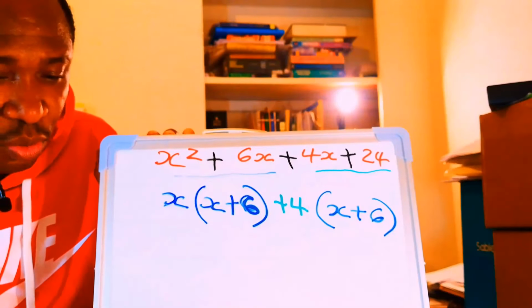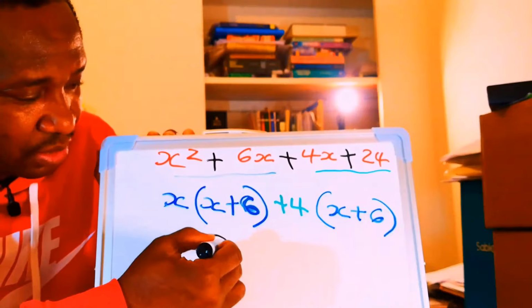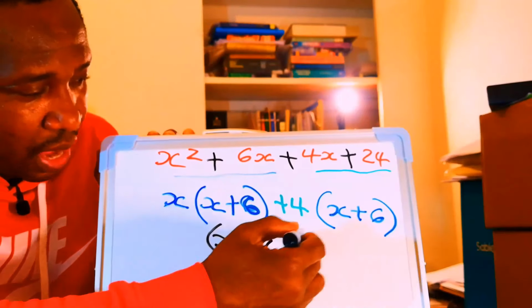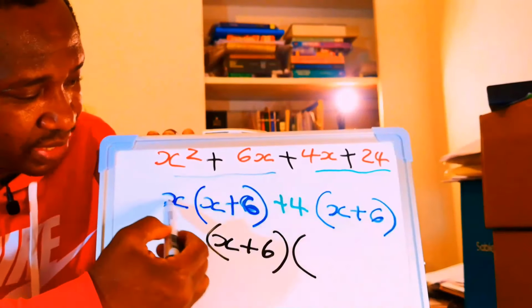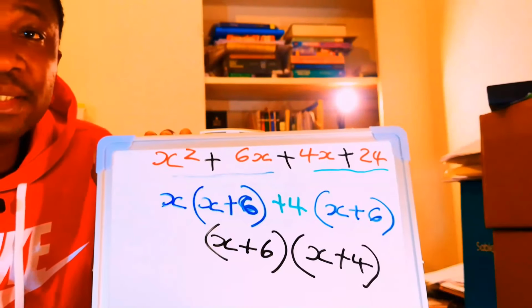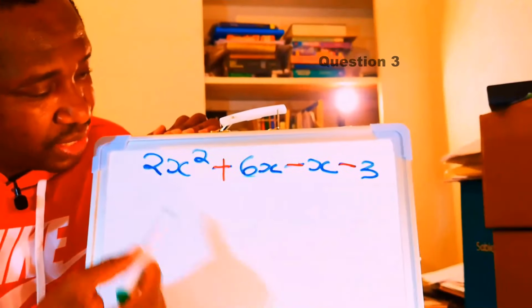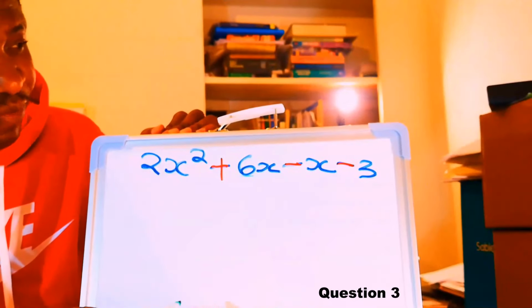With this, what we need to do now is I will take one of these brackets, which is x plus 6, open a bracket, then I will take the values outside, which is x plus 4, and this is our answer. Next, let's consider this question, and we're going to factorize this.